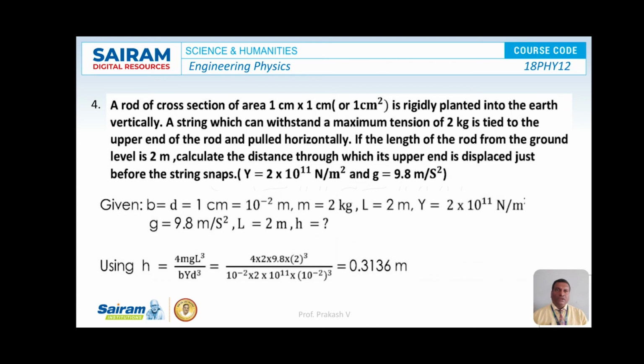According to the formula, we know h is equal to 4 mg L cube by Y b d cube. So substitute all the values here, that is 4 into 2 into 9.8 into 2 cube divided by 2 into 10 to the power of 11 into 10 to the power of minus 2 whole cube. So on simplification, the value of h is found to be 0.3136 meter. So this is the solution for this problem.